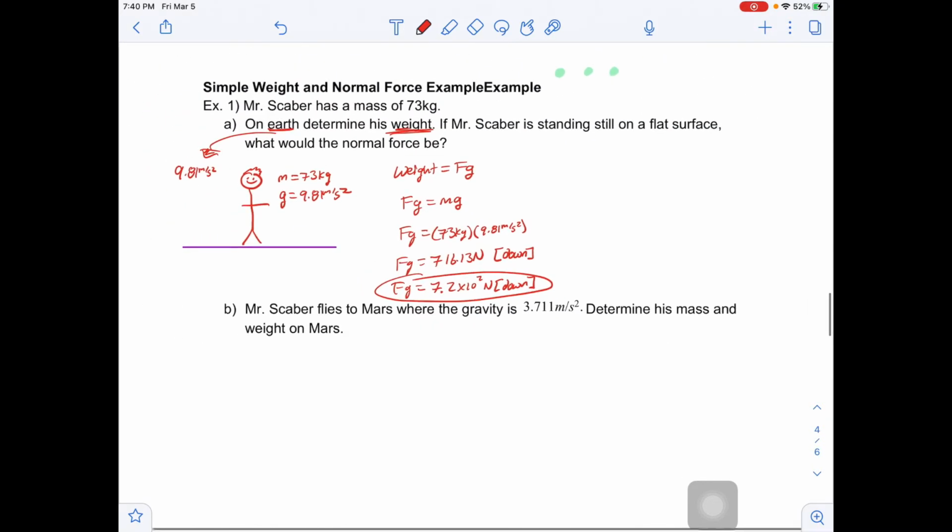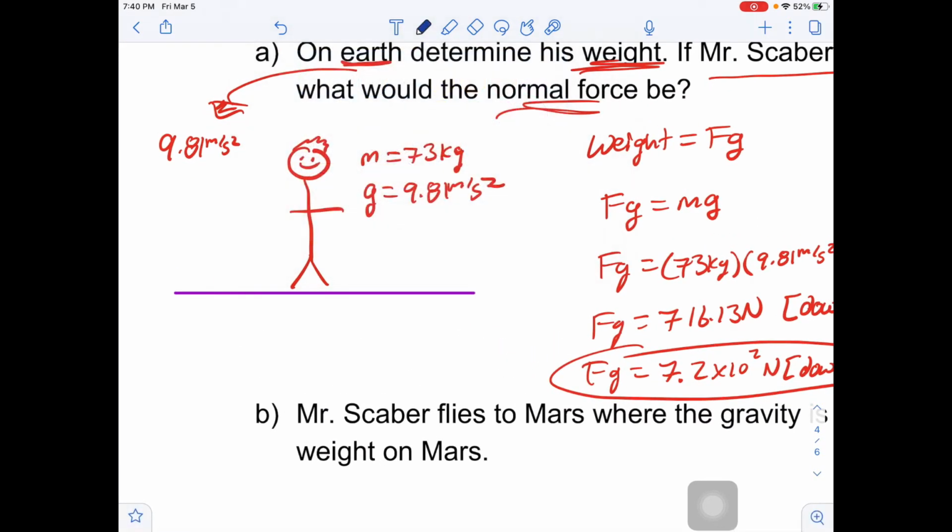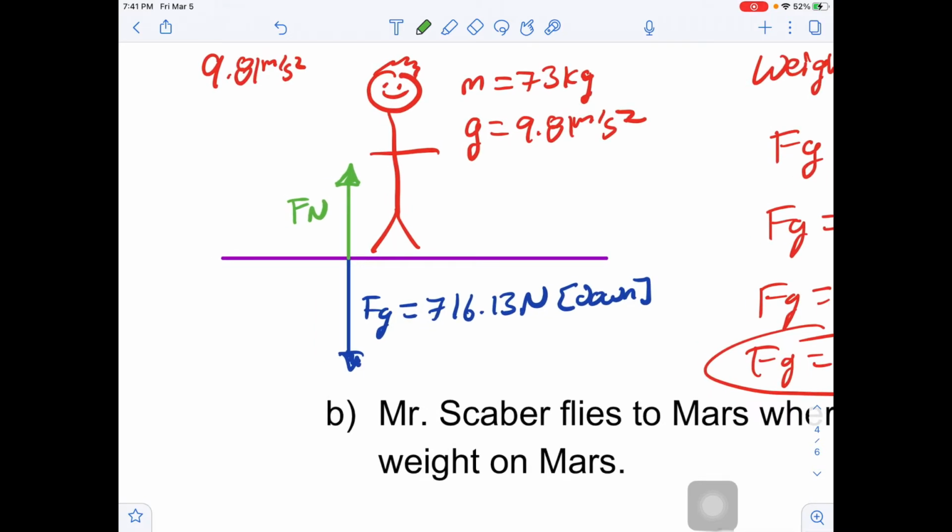Now let's answer this next part of the question. If Mr. Skaber's standing still on the flat surface, what would his normal force be? Well, so far we have figured out that my force of gravity is pushing down on the Earth with 716.13 newtons. Now remember, if this was the only force acting on me, I'd be moving downwards because my net force would be going down. But I'm standing still on this flat surface, so something has to counteract that force. That's going to be the normal force. Understand that the force of gravity and the normal force are canceling out, so here my F net is 0 newtons.